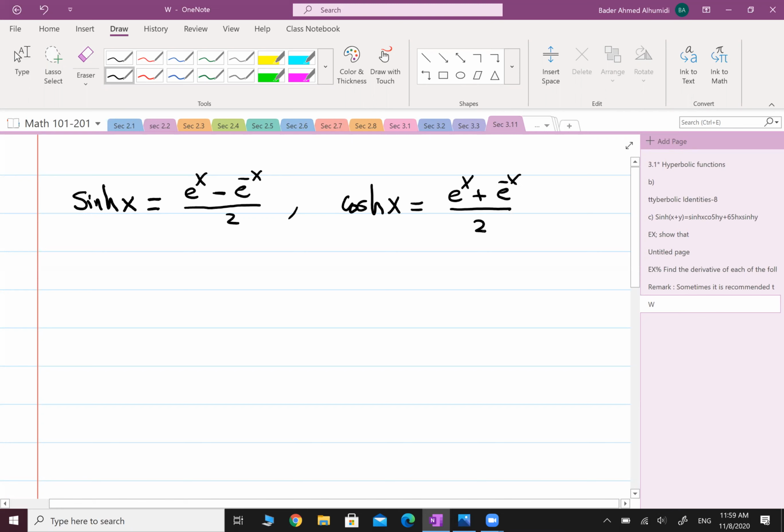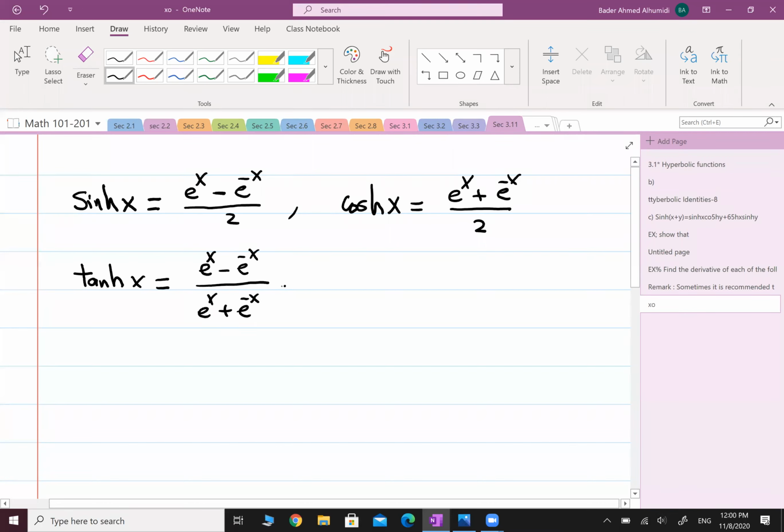And the reciprocals of these: the reciprocal of hyperbolic sine will be called hyperbolic cosecant, and the reciprocal of hyperbolic cosine will be called hyperbolic secant. Similarly, we have hyperbolic tangent of x, which is equal to the hyperbolic sine over the hyperbolic cosine. That is e to the power x minus e to the power minus x divided by e to the power x plus e to the power minus x.